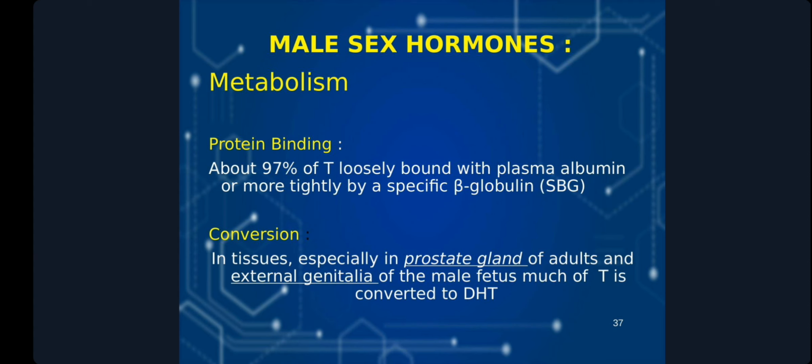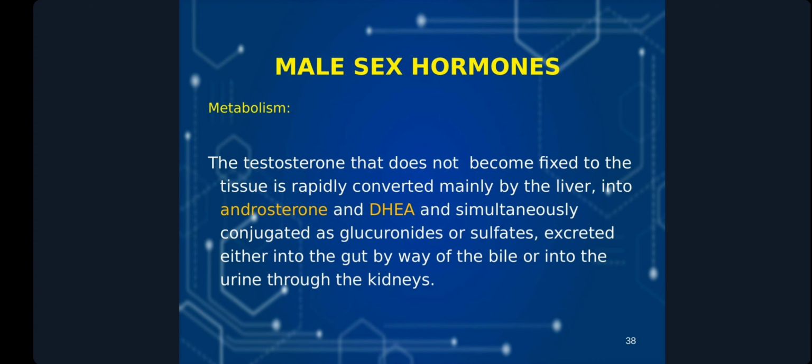Finally, when testosterone reaches the tissues, especially the prostate gland of adults and the external genitalia of the male fetus, testosterone converts into dihydrotestosterone. After the testosterone does its duty, the testosterone that does not become fixed to the tissue is rapidly converted, mainly by the liver, into androsterone and dihydroandrosterone, and is simultaneously conjugated as a glucuronide or sulfate and excreted by the urine or through the kidney.